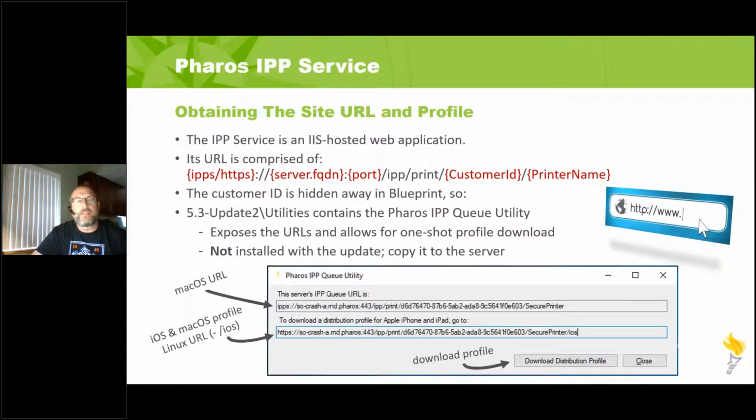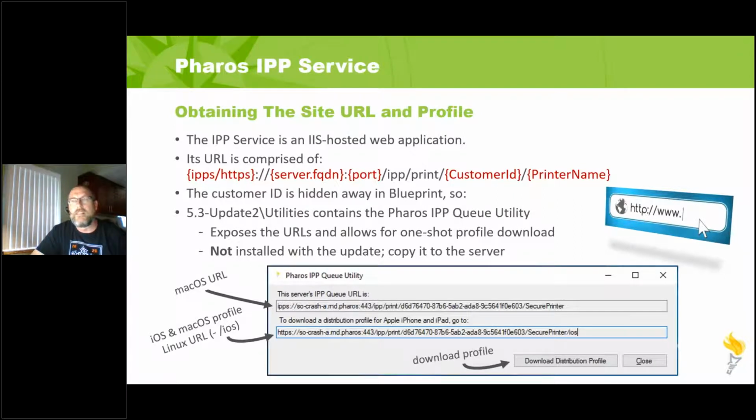As I mentioned earlier, it is a hosted platform. We host it within IIS in Windows. So in order to access it, you do need a URL. The URL is comprised of either IPPS or HTTPS as a protocol header, then your server's fully qualified domain name and port, then the resource path, which is IPP, and then print, and then something that we call the customer ID, and then the printer name. Within Blueprint, we hide that customer ID away.